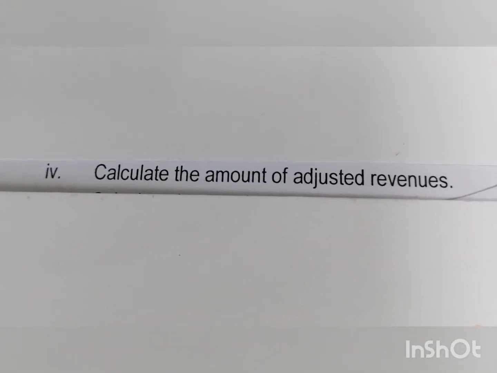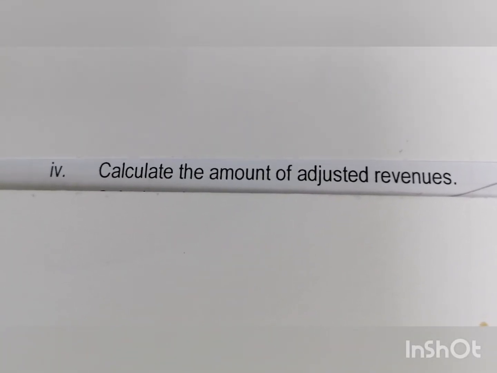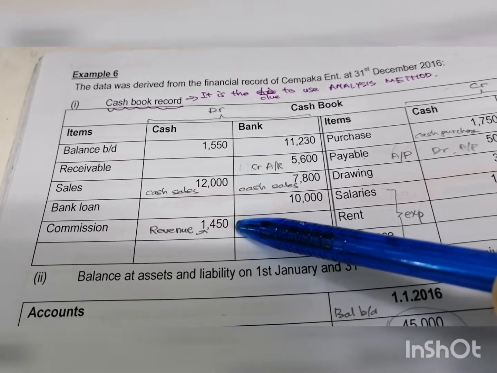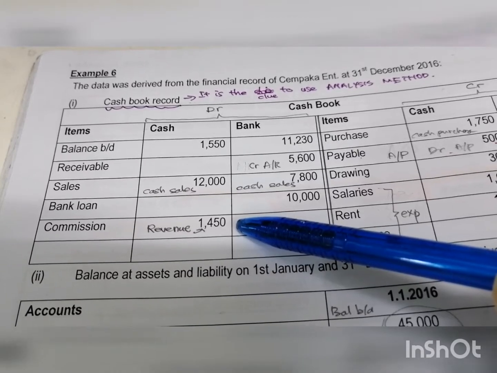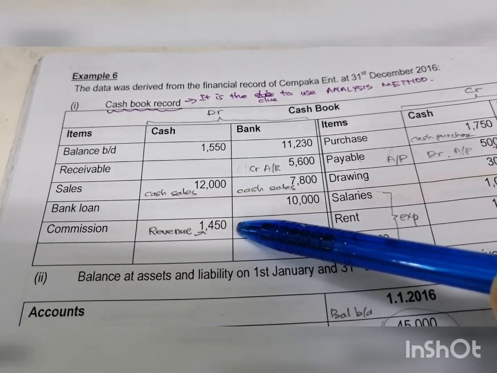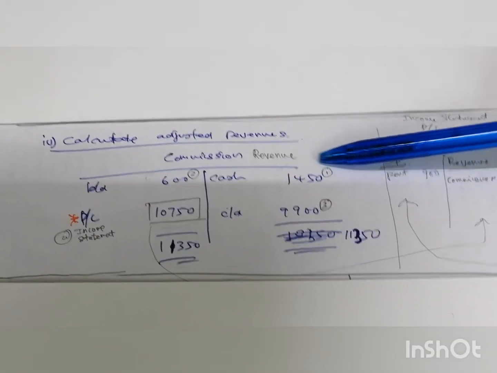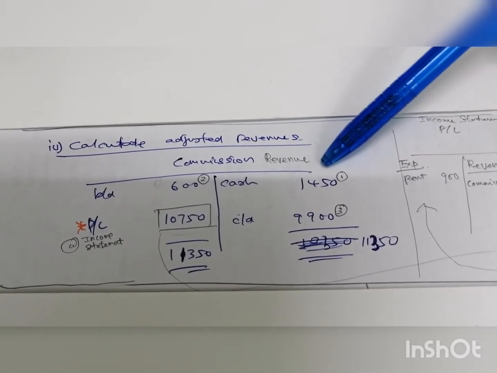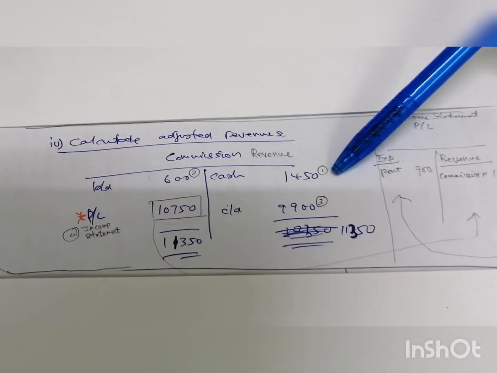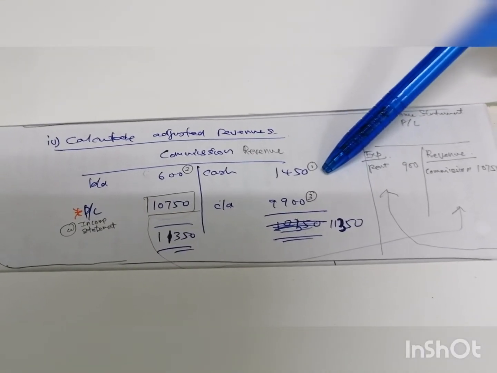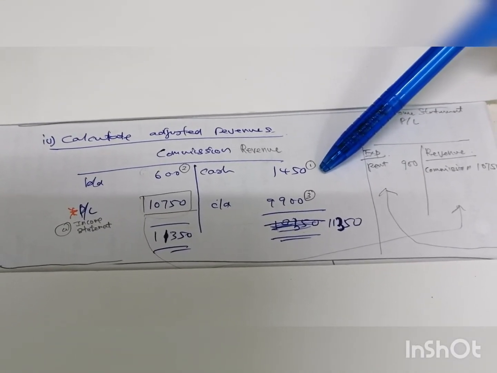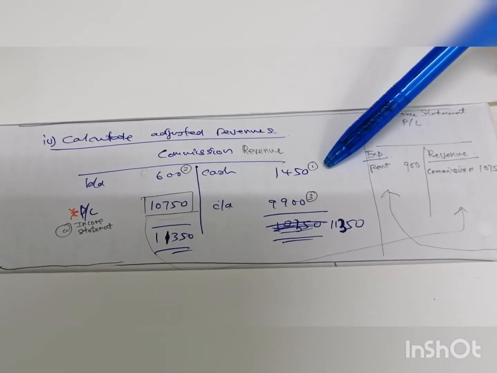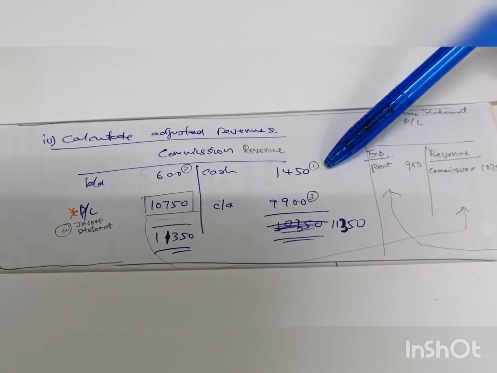Now number 4, calculate the amount of adjusted revenues. In the information given, the commissions here is the revenue, 1450. So we do the T account for commissions revenue. As given in the information, the cash in the cash book, we debit cash 1450. In the commission revenue T account, we credit cash 1450.